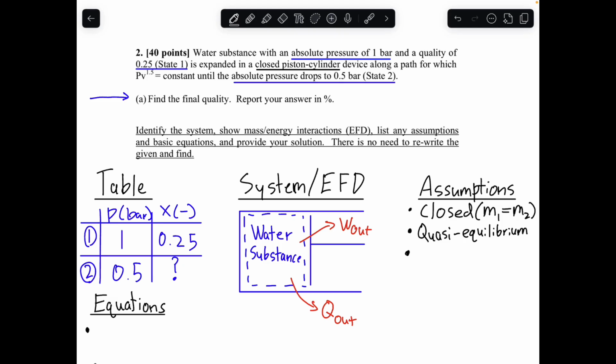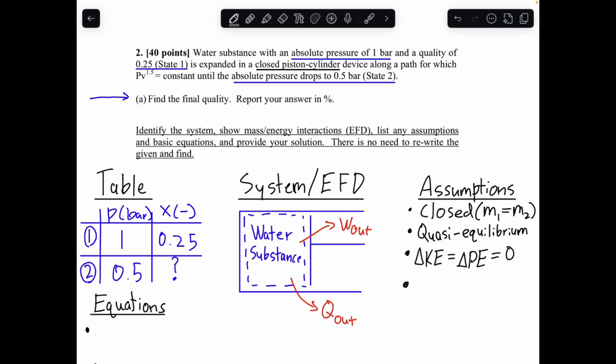Another assumption, we are not given any information about any velocity of the fluid or any change in height of the fluid or anything like that. So it doesn't say anything about any kinetic or potential energy. So I'm going to say that the changes in kinetic and potential energy are just going to be equal to 0.